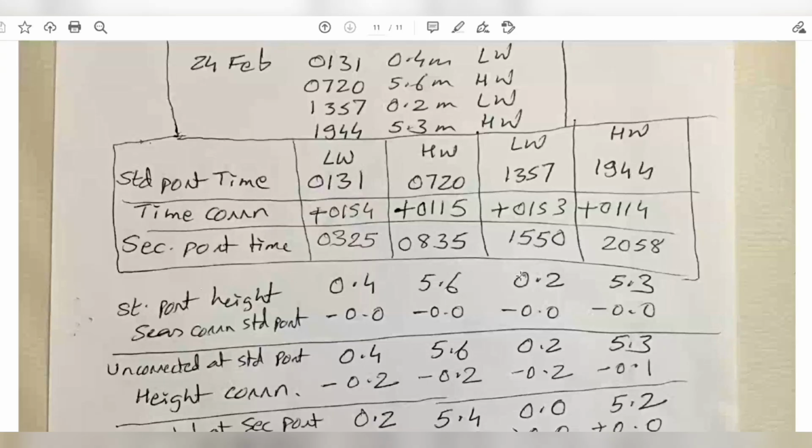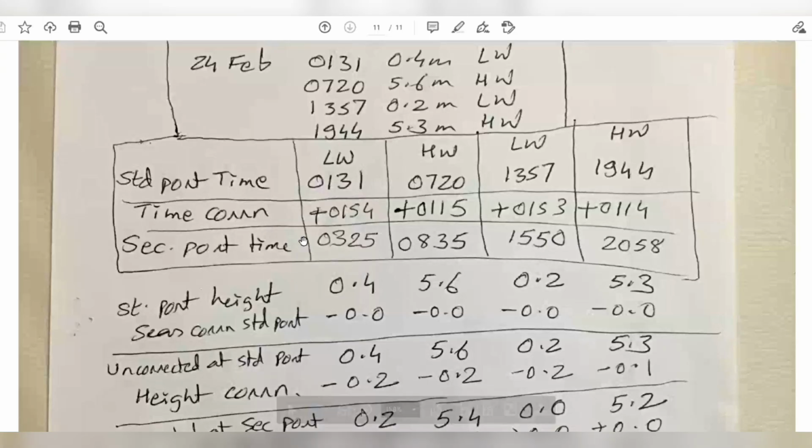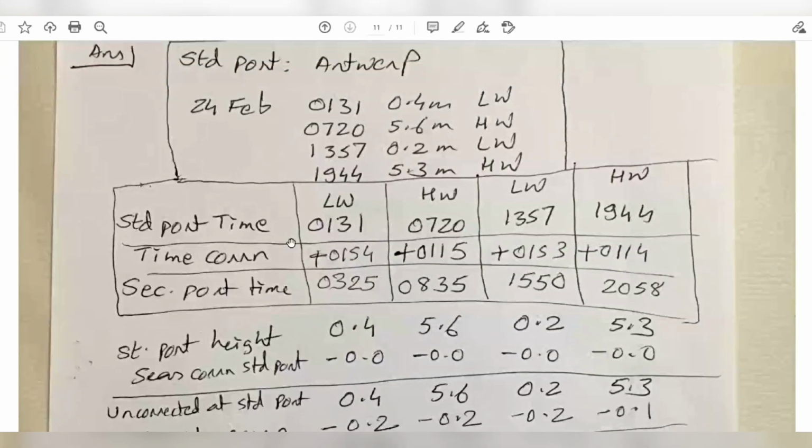Okay, you all come back? Yes, sir. So anybody who has not got this data for Boom, secondary port, low water will occur at 325, high water at 835, low water at 1550, high water at 2050. So exactly like this data for Antwerp, standard port, we have got data for secondary port as far as time is concerned. Now we have to get the height.